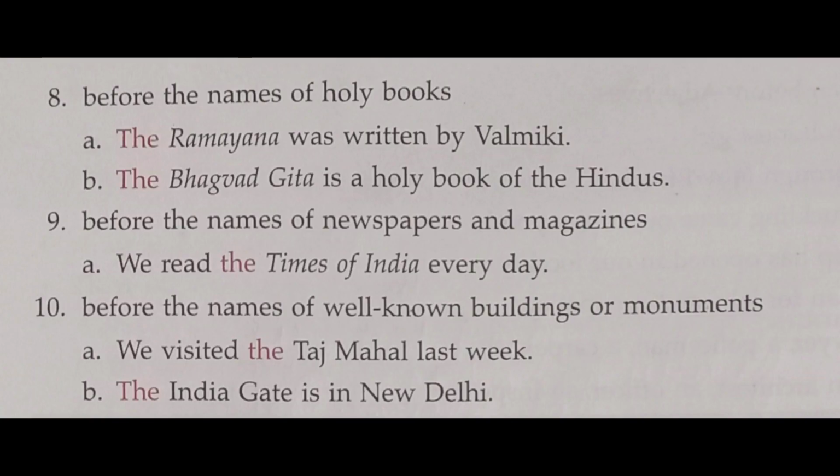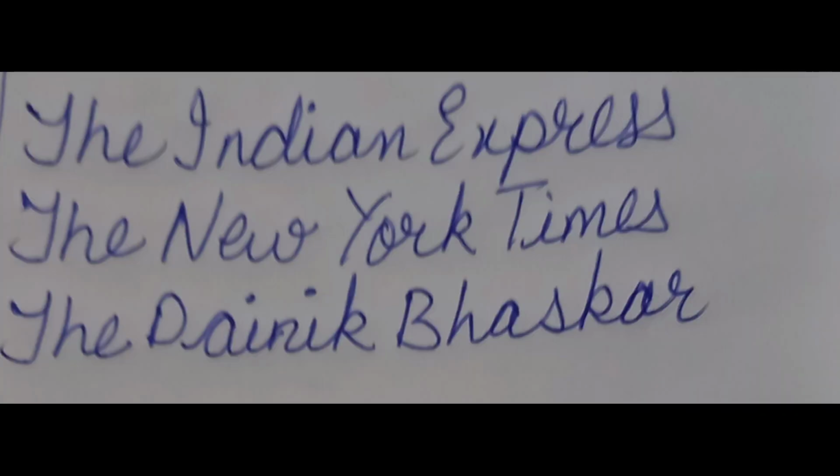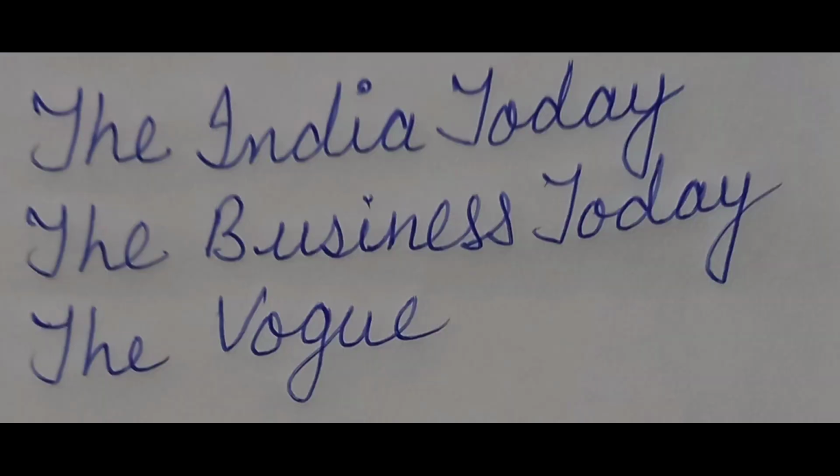Number 9. The article the is used before the names of newspapers and magazines. For example, the names of newspapers we will call as the Indian Express, the New York Times, the Dainik Bhaskar, etc. The names of magazines we will call as the India Today, the Business Today, the Vogue, etc.